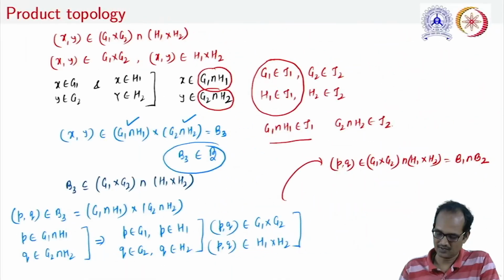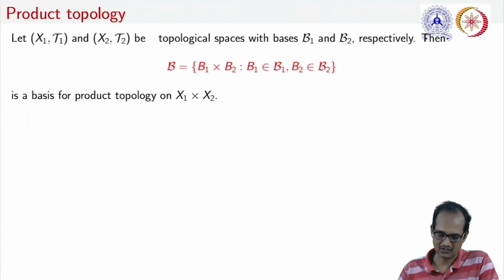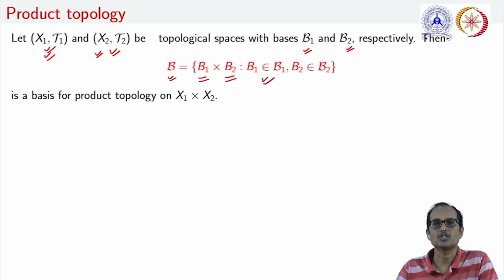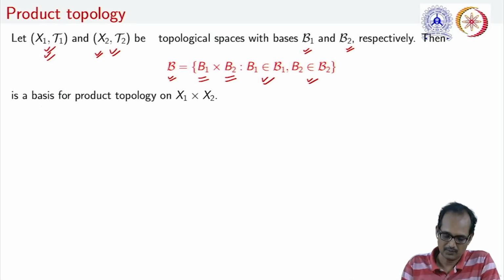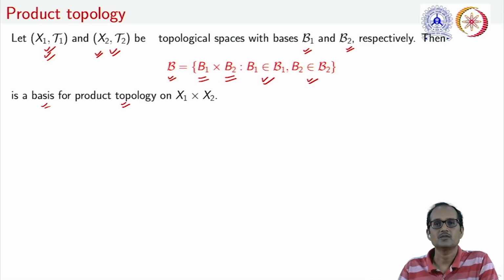The answer is yes, and the answer is given by this result: if we have two topological spaces X1, tau 1 and X2, tau 2, where B1 is a basis for X1, tau 1 and B2 is a basis for X2, tau 2, then we can construct a basis B, which is the Cartesian product of B1 and B2, where B1 is a member of the basis for topology tau 1 and B2 is a member of the basis for topology tau 2. This is a basis for the product topology which we have seen. Let us try to justify this result.